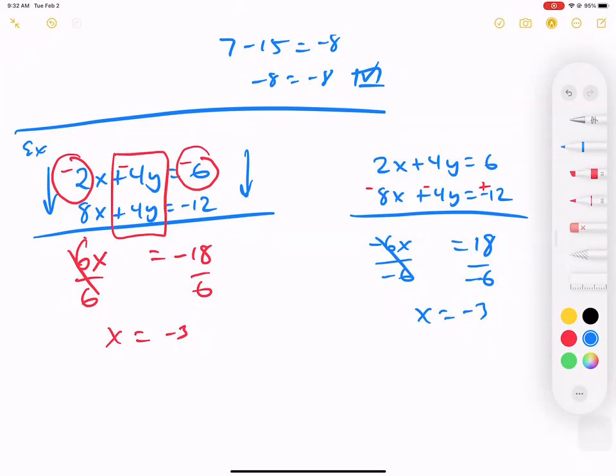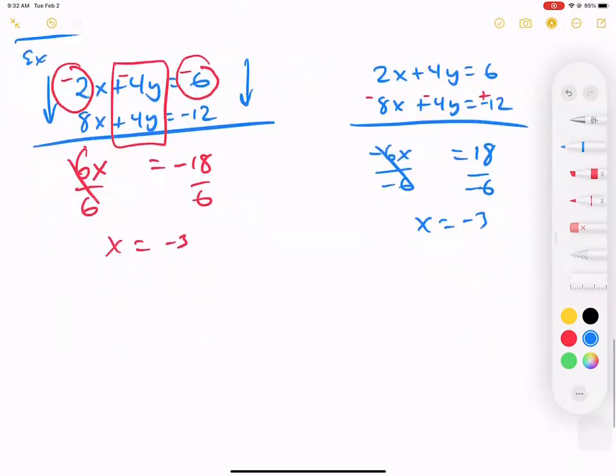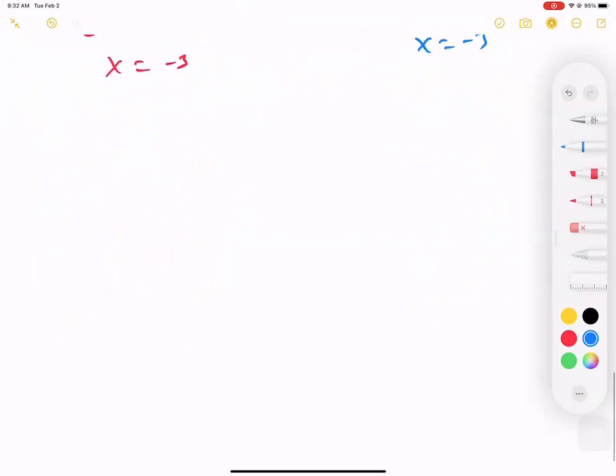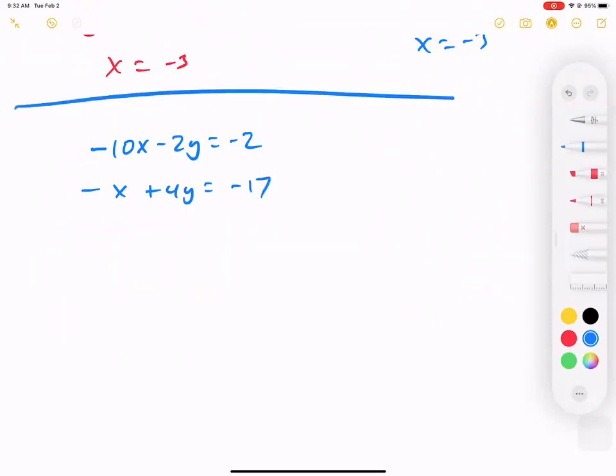Now, here is our last version of this, and this can be a wide array of styles. Actually, we might have two more, but here's my next example. Negative 10x minus 2y equals negative 2, and negative x plus 4y equals negative 17. Again, not pulling any punches, but we have x's and y's that don't match up.